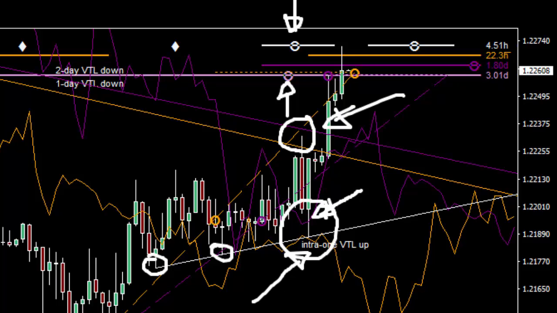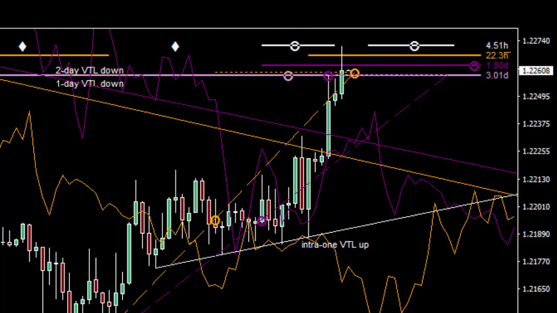Then, having come back and found support at this VTL over here, and the 1-day FLD and the 2-day FLD, price bounced upwards, and it came up to reach the 2 targets that we had been watching, the 1-day FLD target and the 2-day FLD target. Remember those 2 target levels that were almost exactly the same, and they were at a level just over 122.610. So price very accurately hit these 2 targets, the 2-day FLD target and the 1-day FLD target.